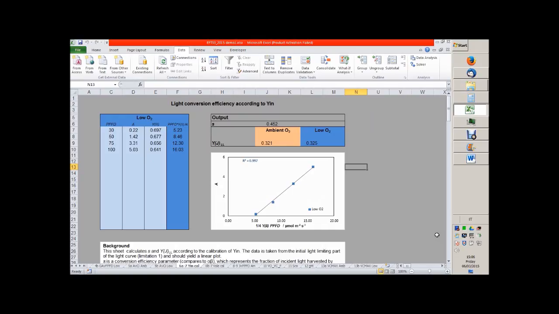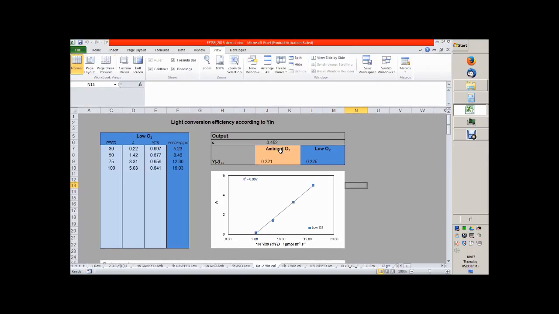S lumps the fraction of ppfd harvested by photosystem 2 together with some difficult to measure parameters, which are the engagement of cyclic electron flow and the electron partitioning to alternative sinks. And YJLL is the initial or maximum light conversion efficiency into electron transport rate J. The data used here is the initial part of the fluorescence light curve measured under low oxygen. So data points which were assigned the limitation 1 are automatically transferred here.